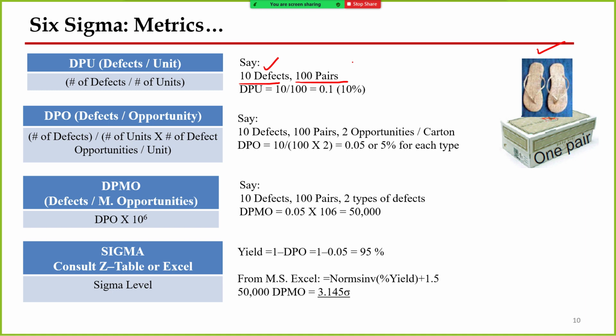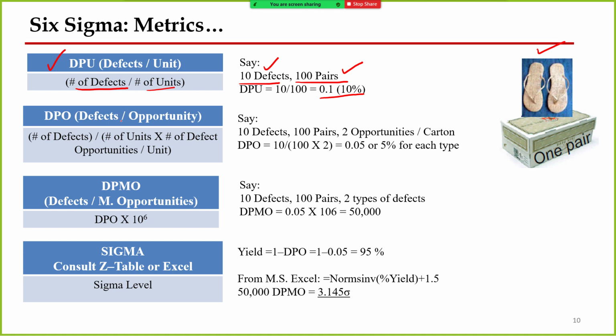Remember, as I told you earlier, the difference between defect and defective is that defective means the whole thing is bad or the whole thing is okay, whereas defects means the number of defects per product, or per pair. So the first metric we are quantifying is defects per unit, DPU, and the formula is the total number of defects divided by the total number of units, which means 10% defects, or 0.1 defects per pair.